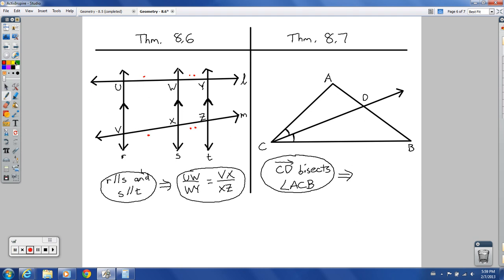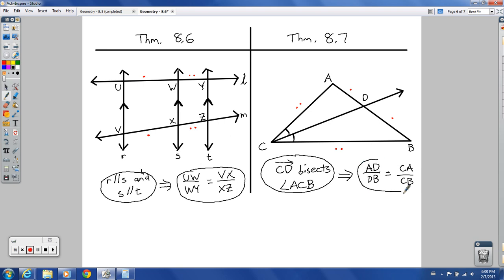So AD, I'm using dots again just to help us see it more clearly. These are not official markings, but AD compared to DB, or rather AD is going to match up with DB in the same way as AC is going to match up with BC, or CA with CB. You could say it like that too. So let's write that down. AD over DB equals CA over CB.